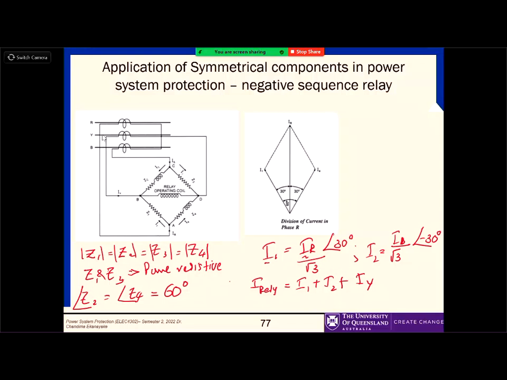What you do is feed these three-phase currents into a bridge network where all impedance values are equal in magnitude, so Z1, Z2, Z3, Z4 are equal. But Z1 and Z3 are purely resistive, and Z2 and Z4 are equal, but they have a 60 degrees impedance angle, so they are two inductive impedances with a 60 degrees phase angle.